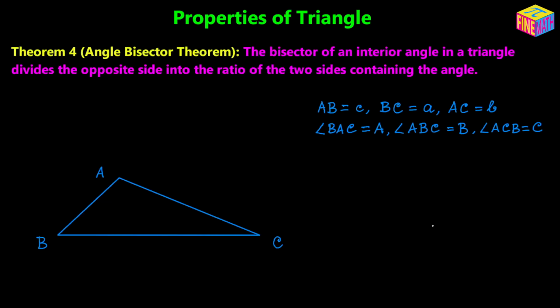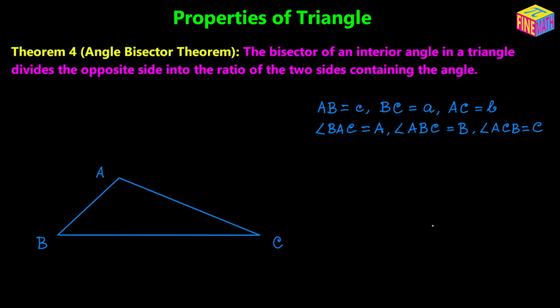Hi everyone. In this video we are going to discuss our theorem number 4, which is the angle bisector theorem. The theorem says that the bisector of an interior angle in a triangle divides the opposite side into the ratio of the two sides containing the angle.